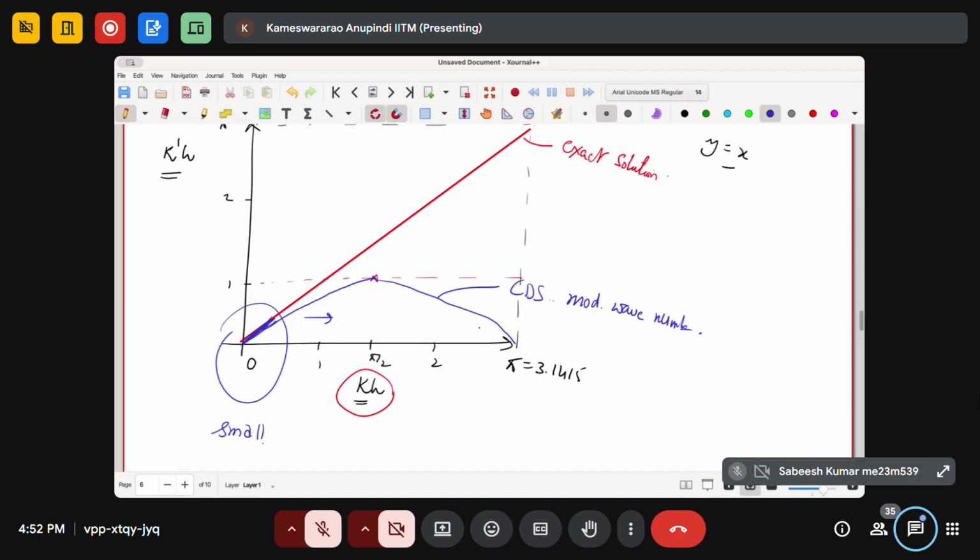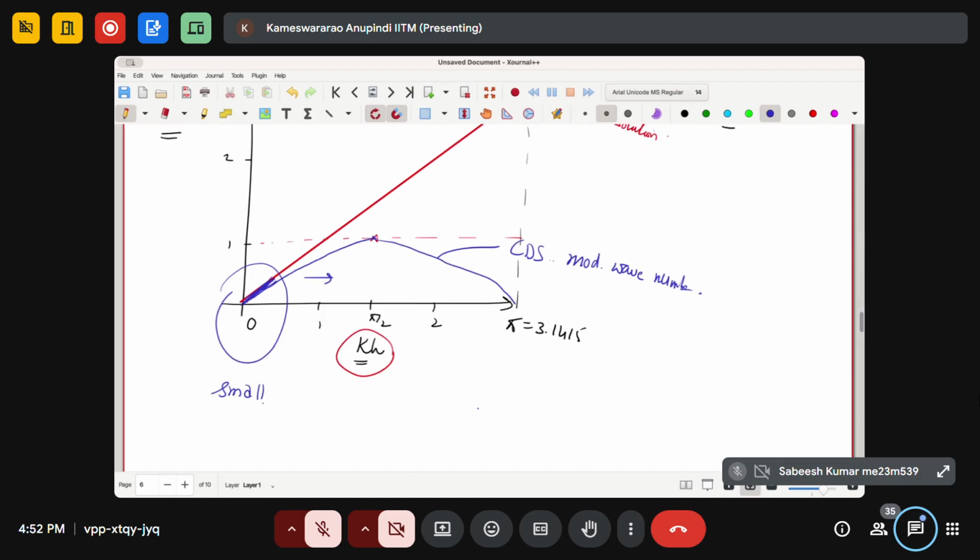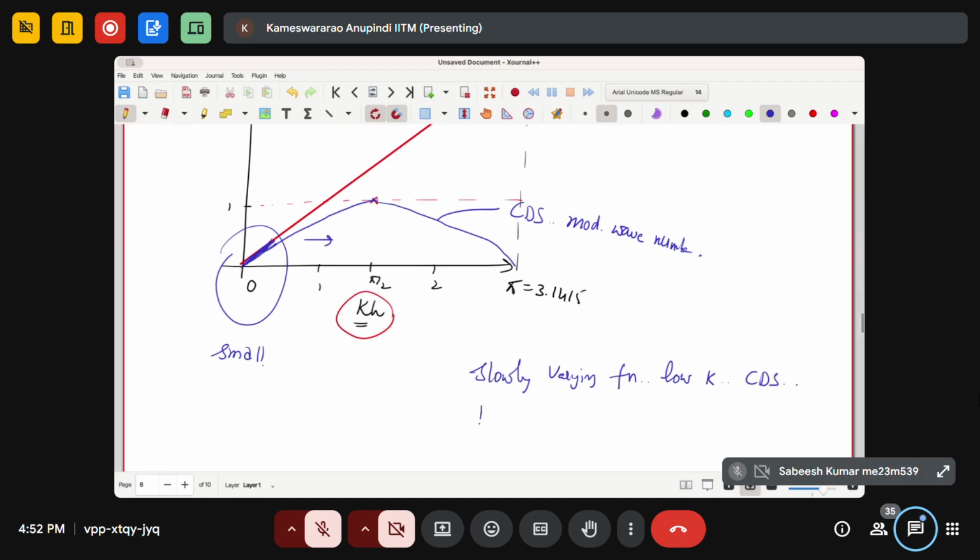As a result, it is not going to resolve, or it is not going to calculate the derivative correctly, right? That means for slowly varying functions which have low wave number, central difference scheme will work fine. If I have highly varying functions which have high k, then central difference scheme is going to introduce errors. Okay, that is the takeaway from here.